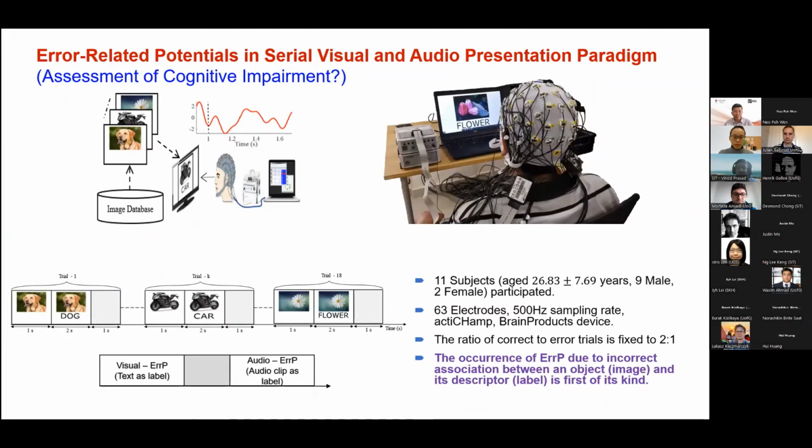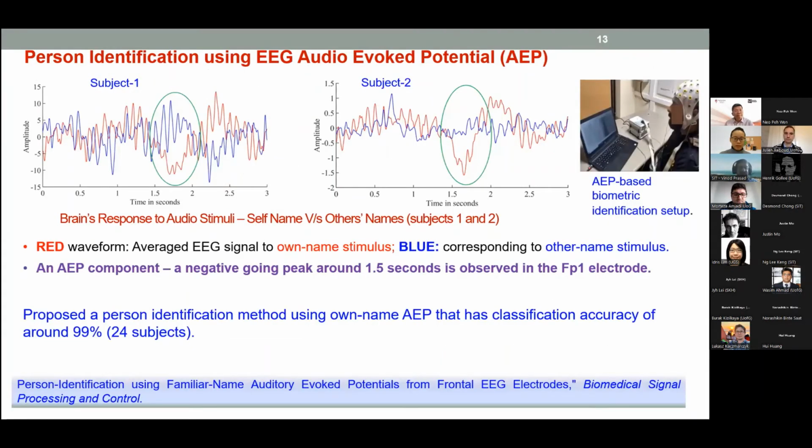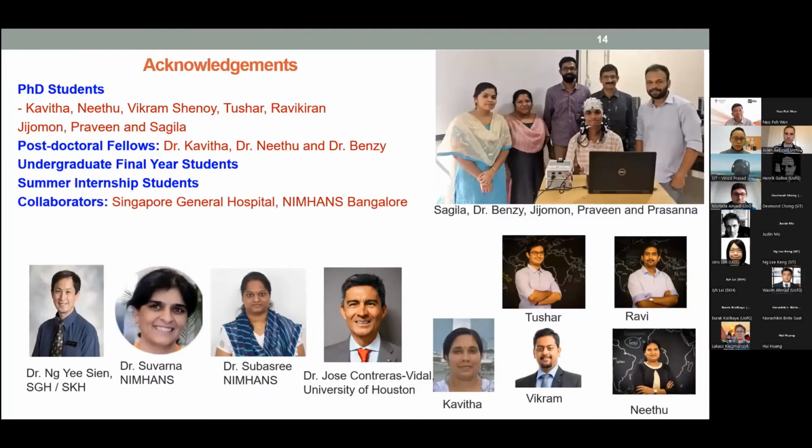And again, we have used this for some kind of mild cognitive impairment. For example, if the fruit diagram is displayed here, and if the label is incorrect, such as flower, that triggers an error potential. So these kinds of experiments could be used for mild cognitive impairment assessment, and some person identification is also done.